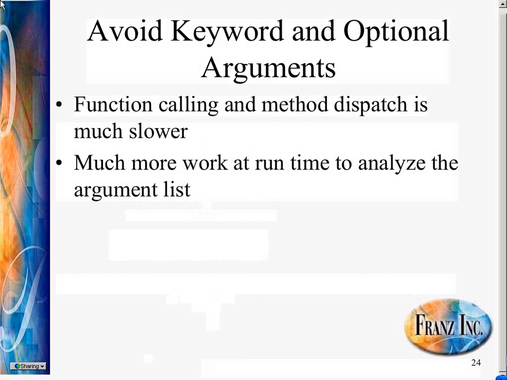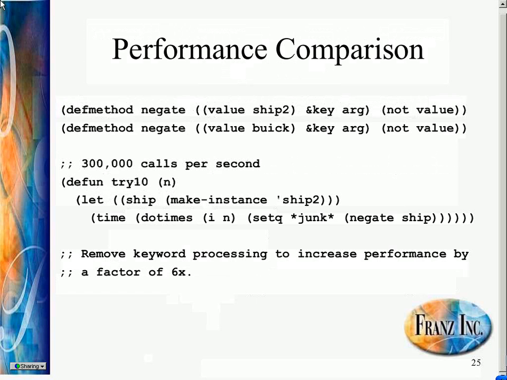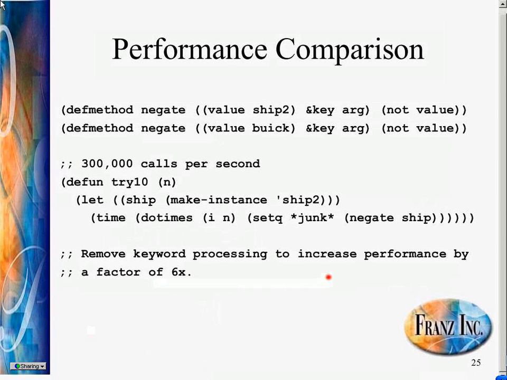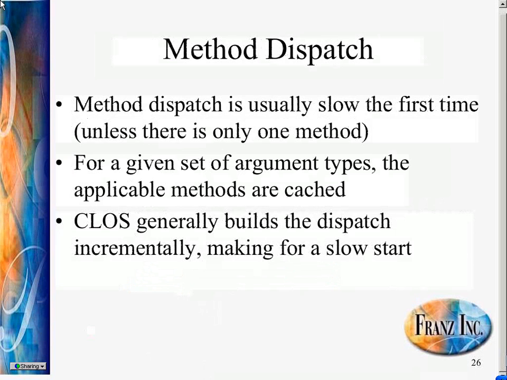Now, when you have a function and it has keyword and optional arguments, things slow down, because it doesn't matter whether it's a regular function or a generic function, it's got to parse the argument list. So for the functions which are really critical to your application, called a very large number of times, don't use keyword or optional arguments. It says here that removing keyword processing increases performance by about a factor of 6. So we're talking a significant difference.